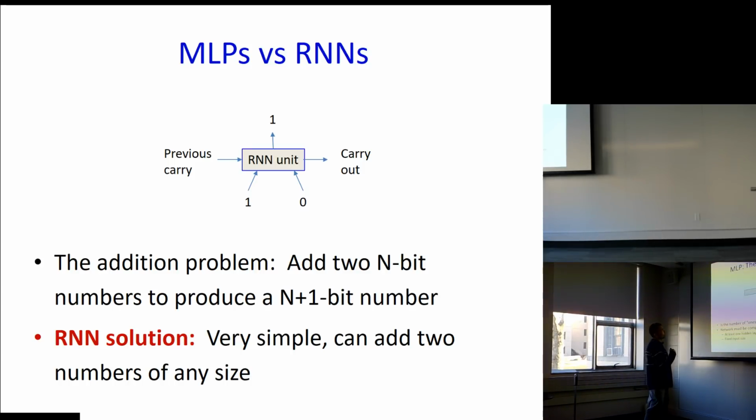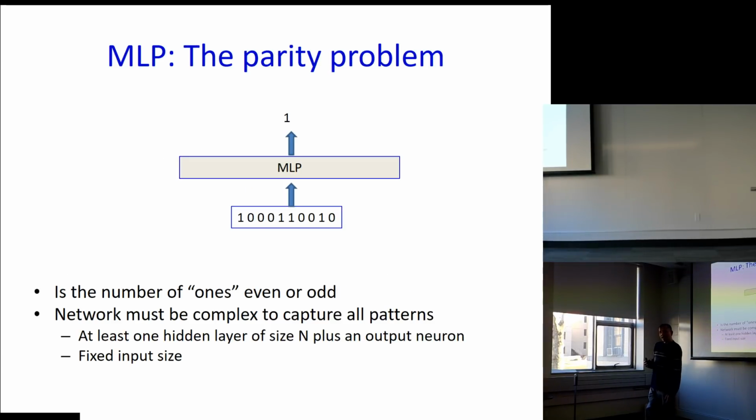So here's another problem, the parity problem. Is the number of bits in this input sequence even or odd? Again, if you want to do this with an MLP, you need an exponentially sized MLP, because this again is an XOR, right? Or you're going to need many, many layers, and the network gets fairly complex.